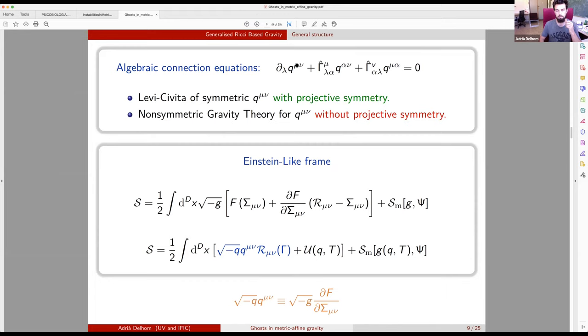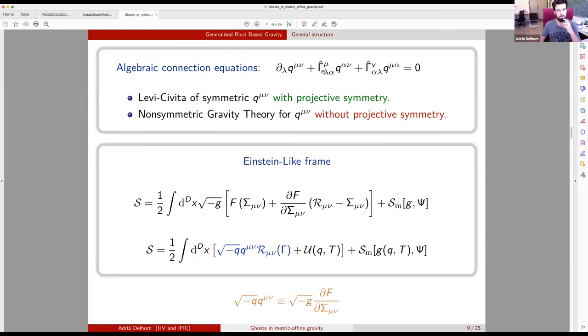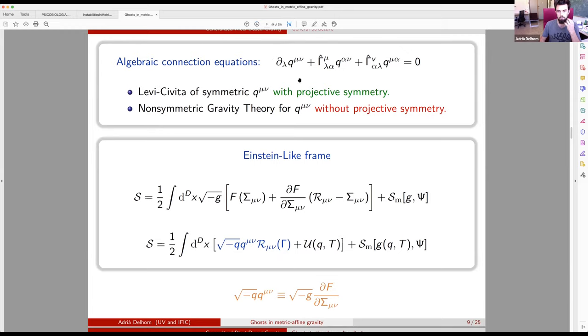So if there is projective symmetry, remember that we symmetrize the Ricci tensor here so that this object is also symmetric, okay? And then in this case, this equation tells us that the connection is the Levi-Civita connection of Q plus a projective mode, which is not physical because there is projective symmetry. So in this case, we arrive basically to the case where the connection is just the one given by GR, if Q would be governed by the Einstein-Hilbert Lagrangian, okay? In the non-symmetric case, where there is no projective symmetry, then Q is not symmetric and the connection cannot be exactly solved, or at least there is no straightforward solution. And it resembles the connection equation that one gets in non-symmetric gravity theory, which is already known for propagating pathologies, okay? So we will analyze the pathologies propagated by this theory by going to its Einstein frame as follows, okay?